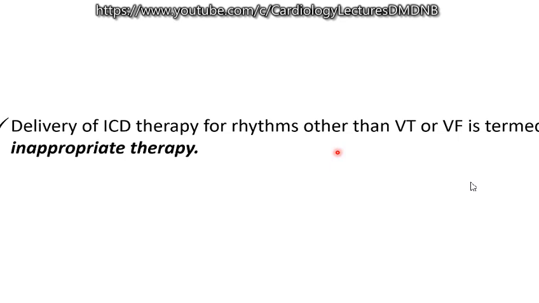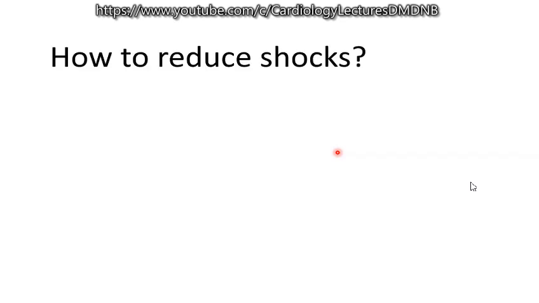So for the first case, the therapy was given for supraventricular tachycardia. That was inappropriate therapy. Second case, the therapy was given for noise. That was completely inappropriate therapy. So how do we reduce shocks?